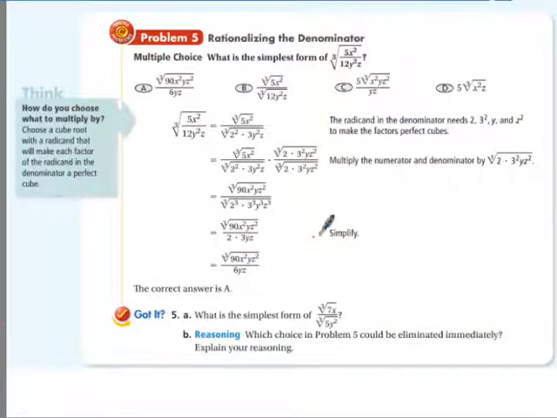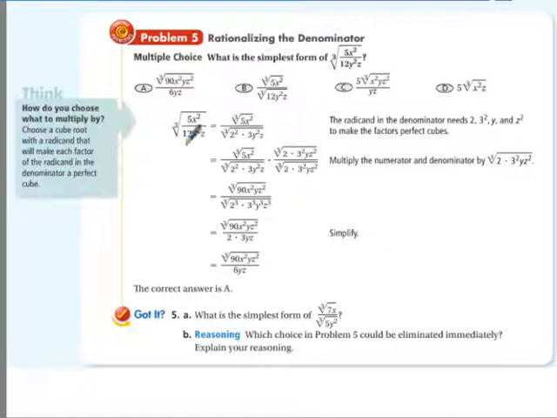What is the simplest form of the cube root of 5x squared over 12y squared z? The big thing here is that we need the denominator to be perfect cubes. Right now we have it as 12, so we can change 12 to be something else.